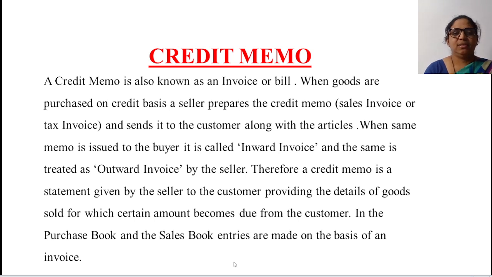It's a statement given by a seller to the customer providing the details of goods sold for which a certain amount becomes due from the customer. Now, why does a seller prepare a credit memo? Because the buyer has purchased the goods on credit, or you can say the seller has sold the goods on credit. At that time, a credit memo is always prepared by the seller, which is a statement given to the customer, providing the details of goods sold for which a certain amount becomes due from the customer.